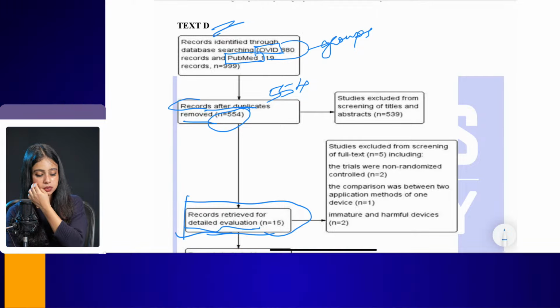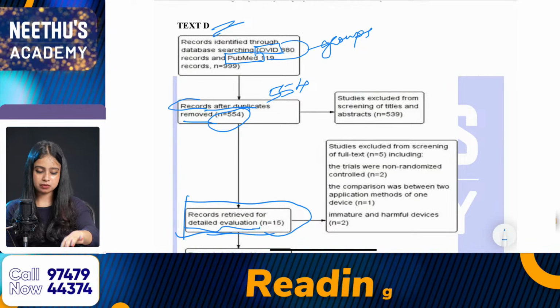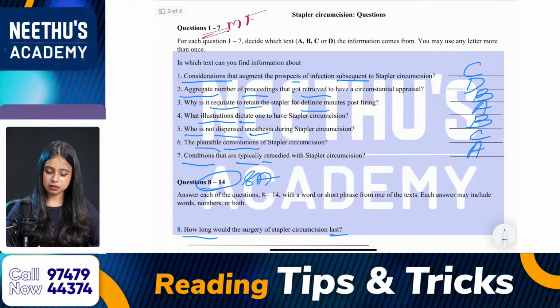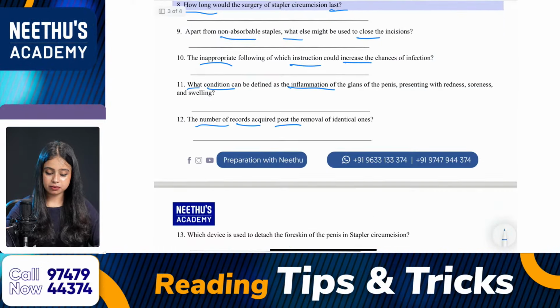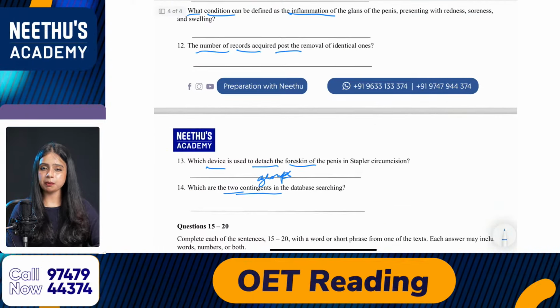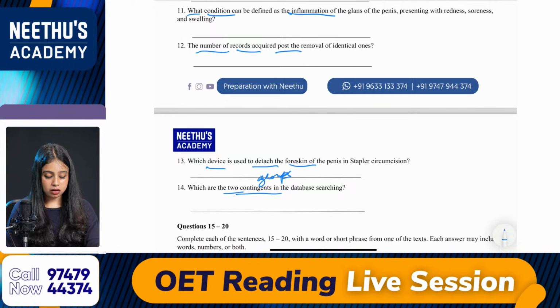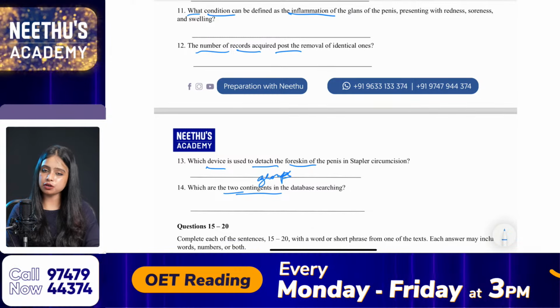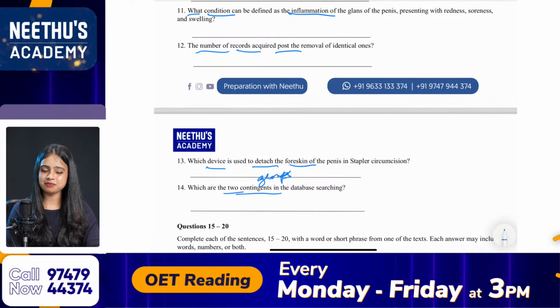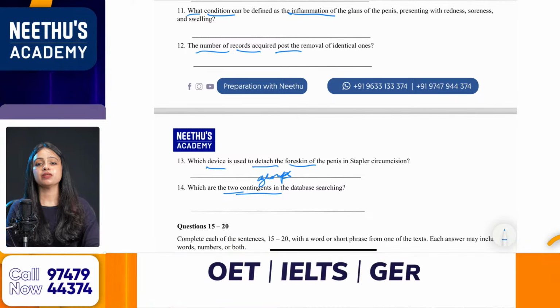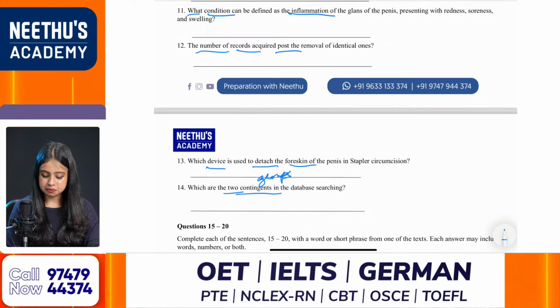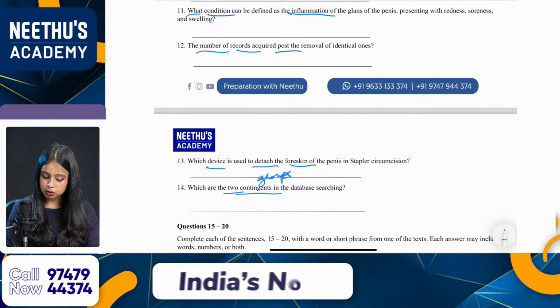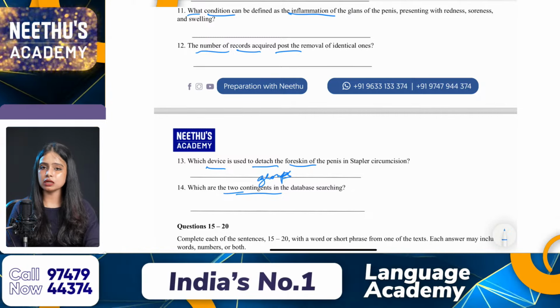Is it correct? What about you guys? The 14th one, what is your answer there? Is it OVID and PubMed? Okay, Kavita, 13th one, stapler from text A. So what about the 14th one, dear? What is your answer for that? The answer is OVID and PubMed. Very good, Anu. Your answer is correct. Any other answers?